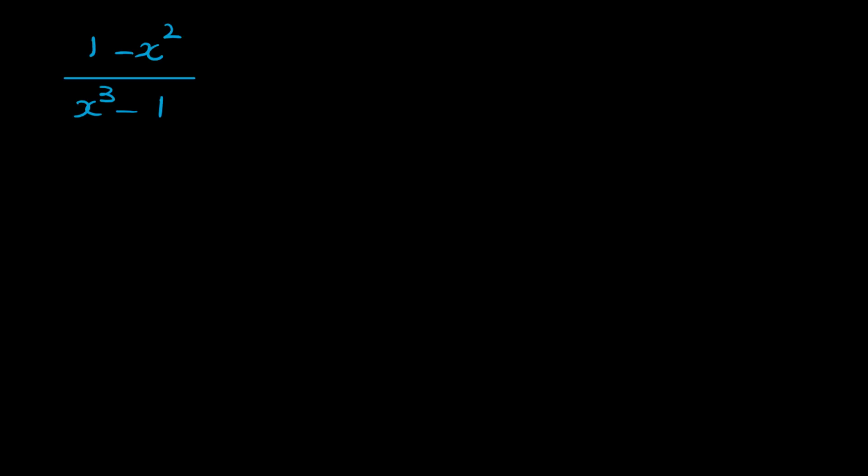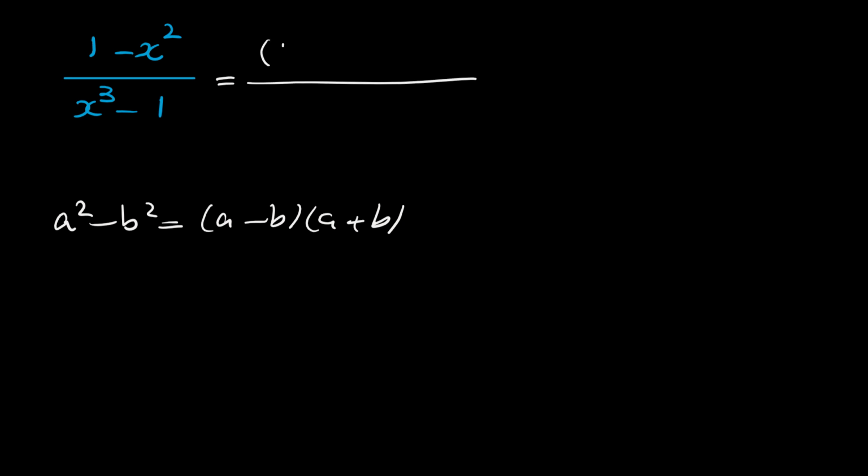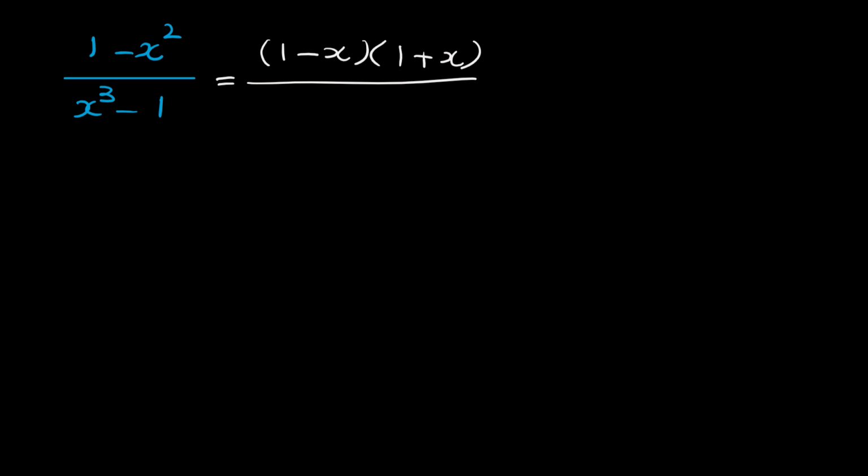Now look at this example. 1 minus x to the 2 over x to the 3 minus 1. For the numerator, we use this identity: a to the 2 minus b to the 2 is a minus b times a plus b. By using this, we have 1 minus x times 1 plus x. This is for the numerator.